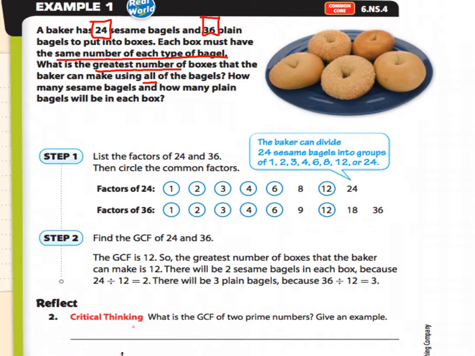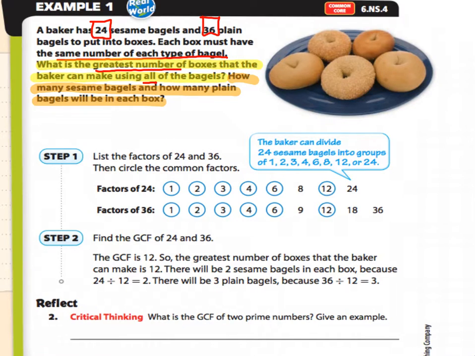So here's 2 questions here. There's 2 parts. So what is the greatest number of boxes that the baker can make using all of the bagels? And then since there's a second question, I'm going to grab a second color. How many sesame bagels and how many plain bagels will be in each box?